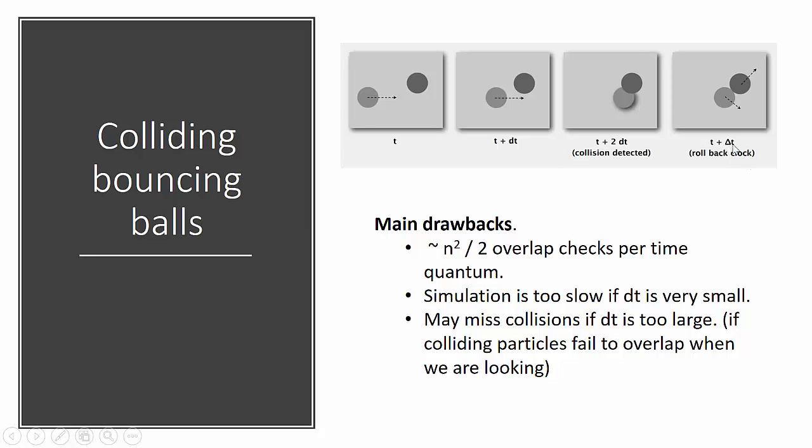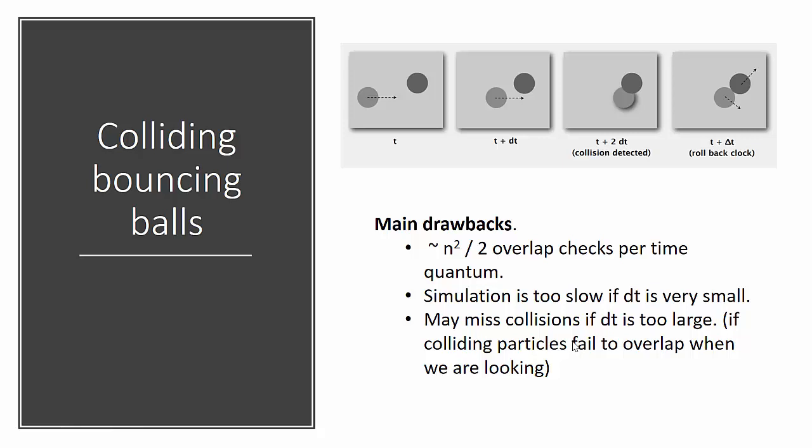And then we know that at t plus delta t, we roll back a little bit, and then it collides. Whatever the rules of collision, we'll try to send them in opposite directions, or we change the velocity, and so on. So a simulation is too slow if dt is very small, and if dt is large, we may miss things. That's the thing.